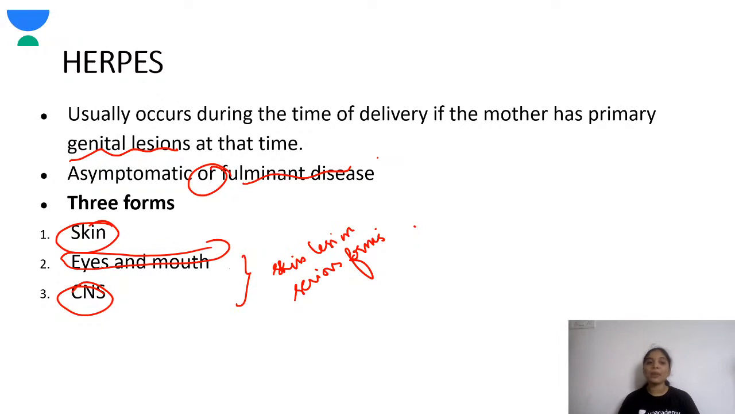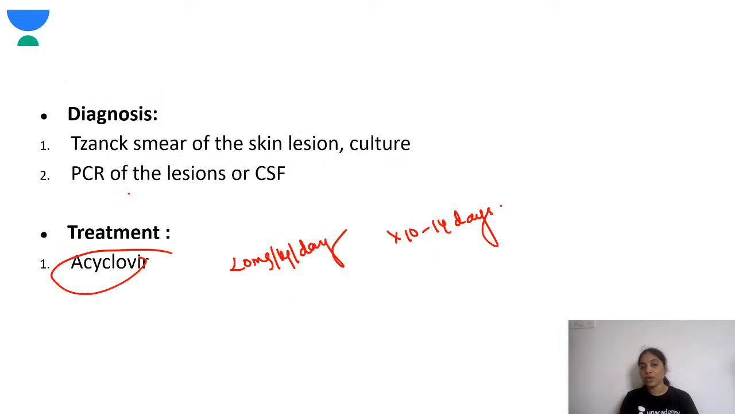The spectrum can range from asymptomatic herpes infection to fulminant disease. There are three forms which you should know. One is the skin infection. Another is involvement of the eyes and the mouth, and thirdly it could be CNS involvement. But the eyes and mouth, along with CNS, also have skin lesions. They are the more serious forms.